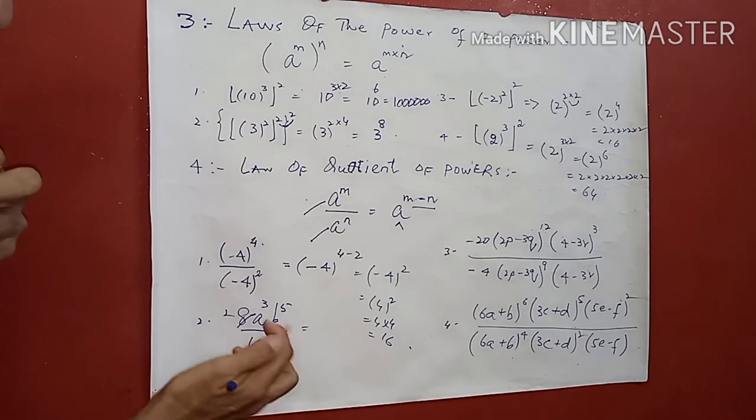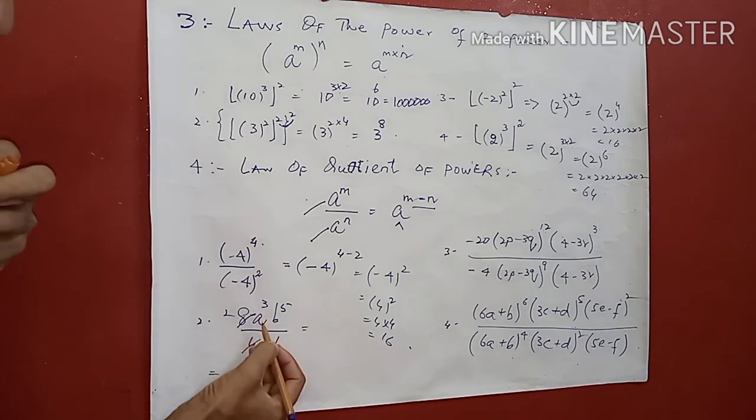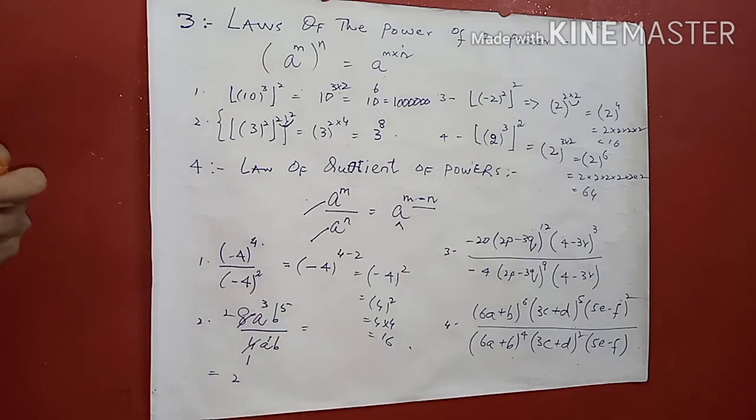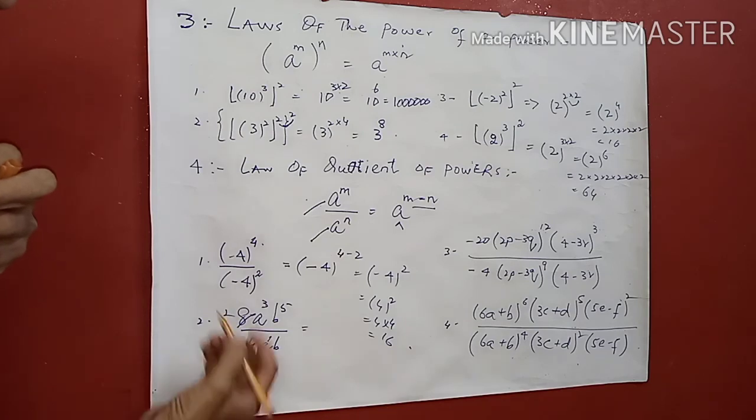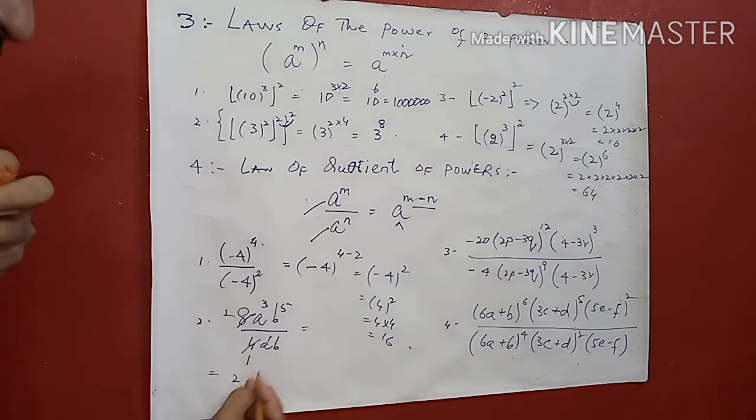And the other part of the question: a raised to power 3 in the numerator and a raised to power 1 in the denominator. If a variable has no power, that means it contains the power 1. So a raised to power 3 minus 1.